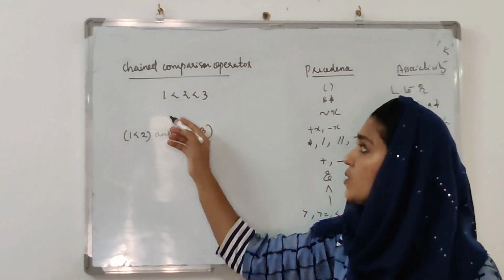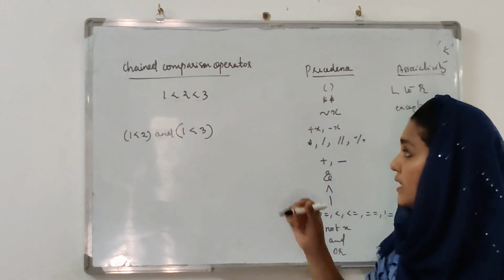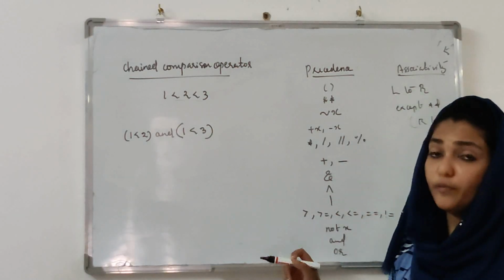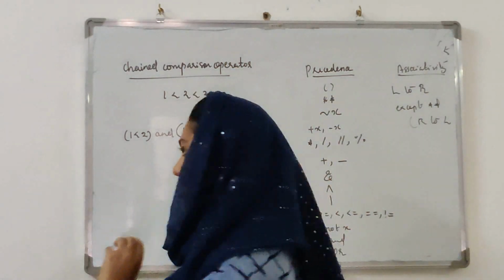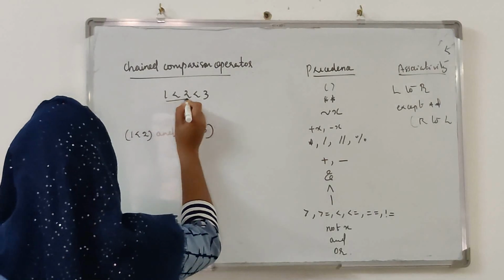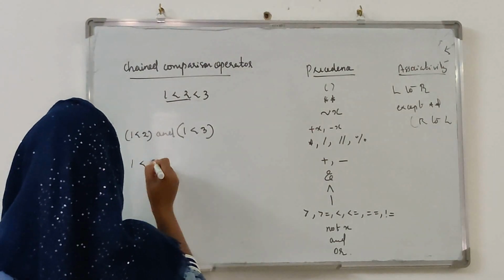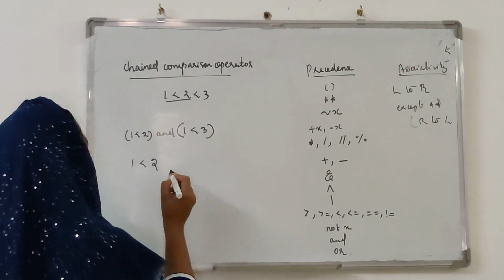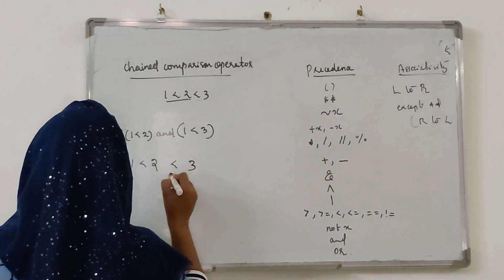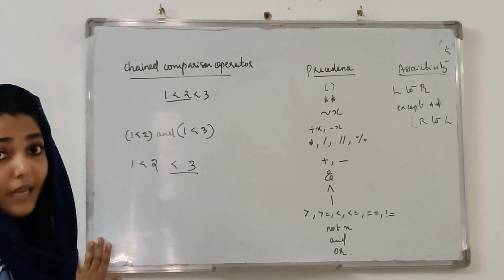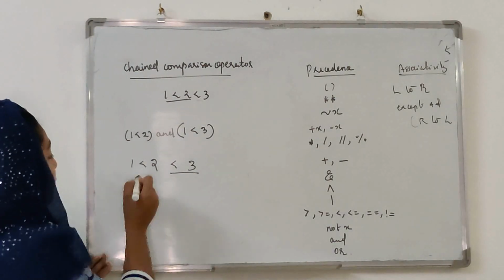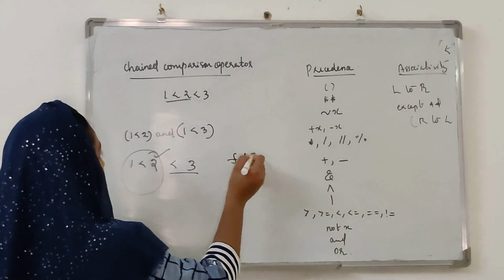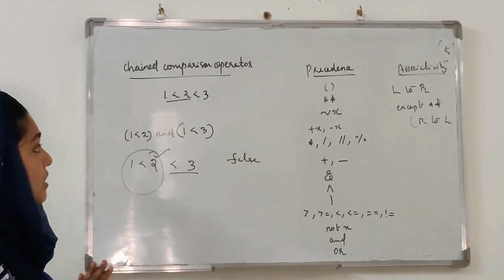Then how can we evaluate this expression? It is equal to 1 less than 2 and 2 less than 3. So if we have a chained comparison expression, first of all the first part will be evaluated, that is, 1 less than 2 will be evaluated. If it is true only, the second part will be evaluated, that is, 2 less than 3. If it is false, our output will be false. That is the peculiarity of the chained comparison operator.